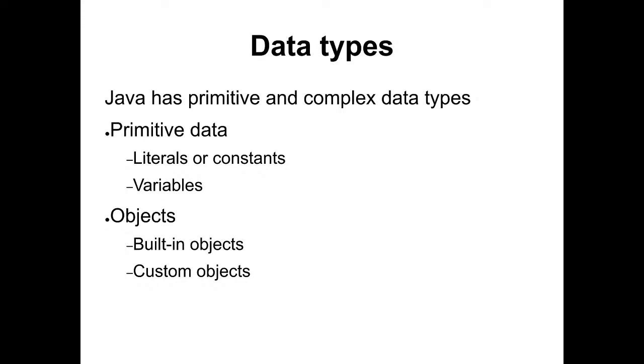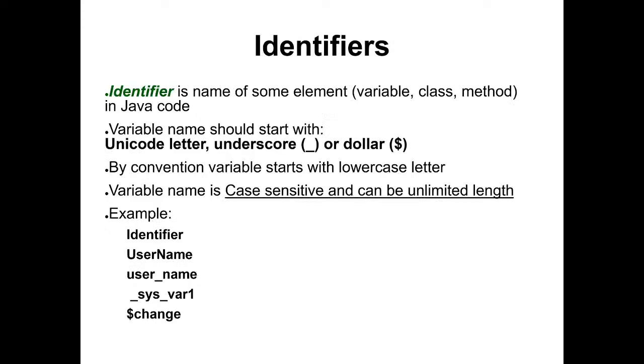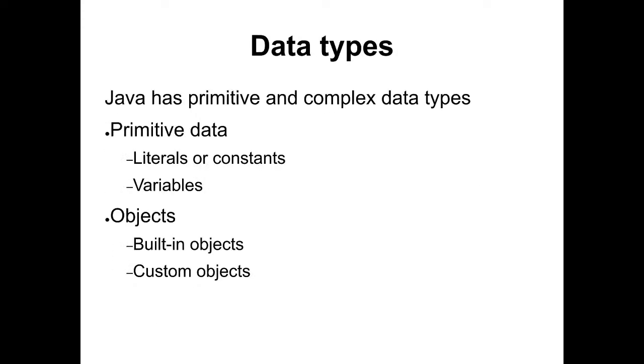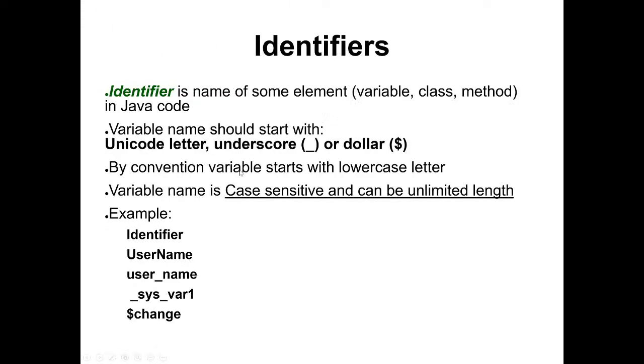Data types. Java has several data types. The first ones are primitive data, like literals or constants, and variables. Another part, much bigger than the primitive data, is objects. Some of them are built-in and some of them are custom created. So we'll check all of them. I mean, not all of them, but all the types of data that can be used in Java.